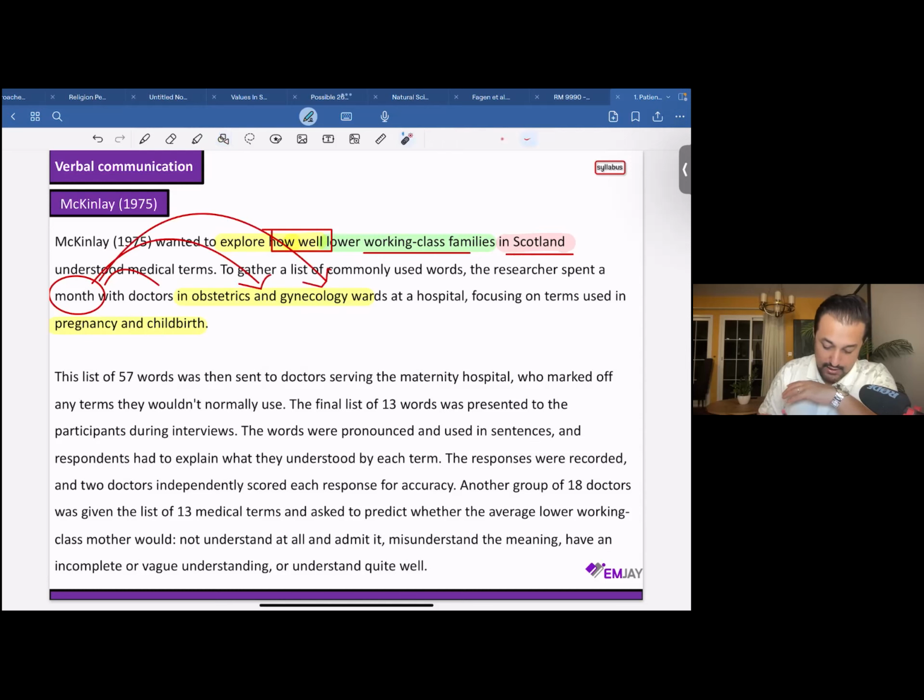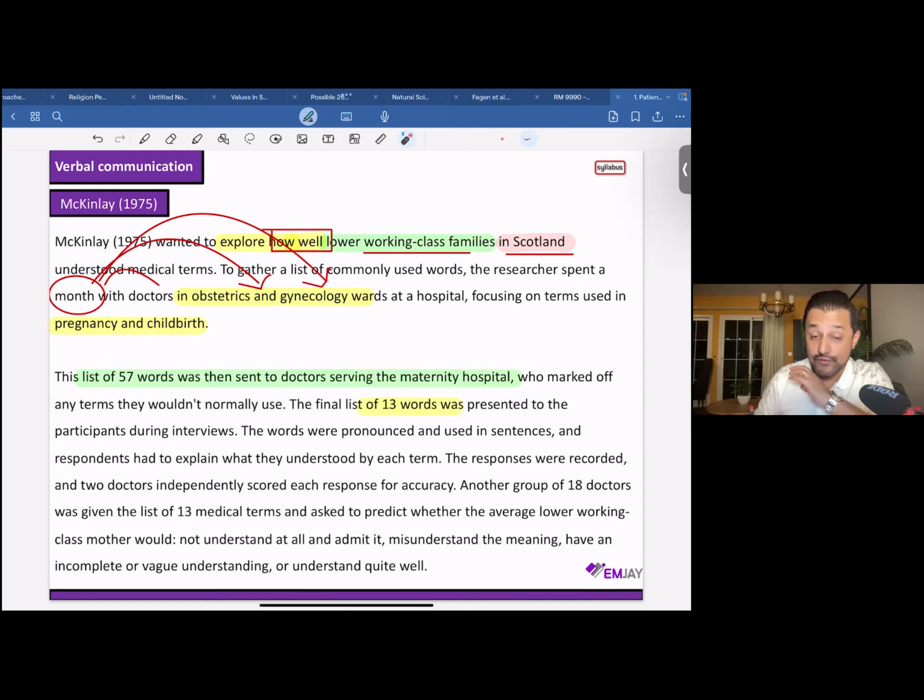Now, taking this ahead, the list of 57 words was then sent to doctors serving the maternity hospital. So the researchers collected the list and sent it to the doctors serving at the maternity hospital, who marked off any terms they wouldn't normally use. The final list of 13 words was presented to the participants during an interview. There were 57 words in total. Out of these 57 words, 13 were used finally. So 44 words were discarded by the doctors in the maternity hospital, claiming that they normally wouldn't use these words.